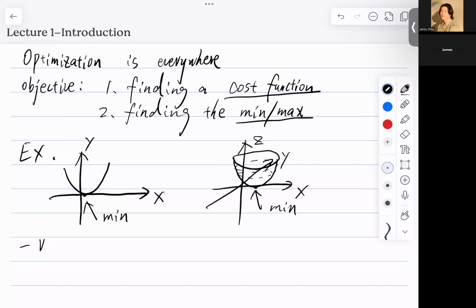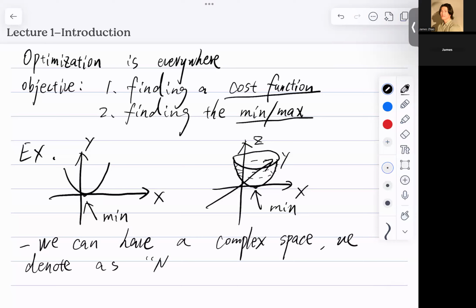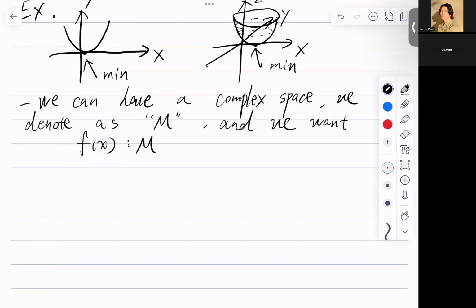So here we can have a complex space. And now we are going to denote this as M. And here we want to find a function f of x that maps from this space that we just defined, let's say, to a real number, and we want to find where the max or min are.